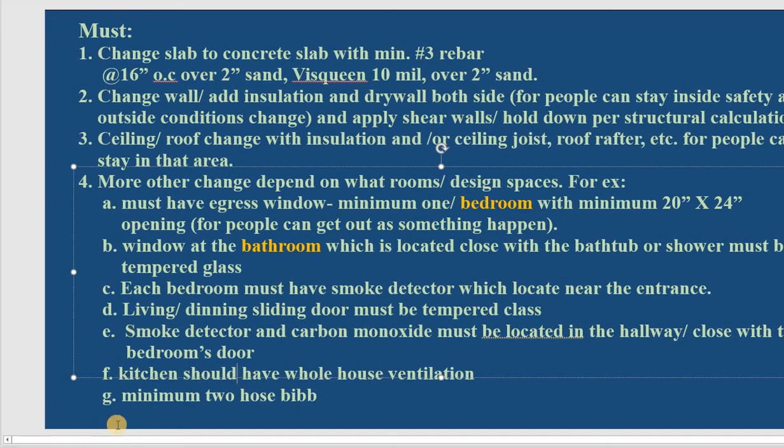And this is the last one, minimum 2 hose bibs, because the ADU looks like a small dwelling unit, so that's why they need minimum 2 hose bibs around the house. And more than that, if in the ADU they have the dryer machine or washing machine, the dryer should have vent out, show on the floor plan the vent out for the dryer.